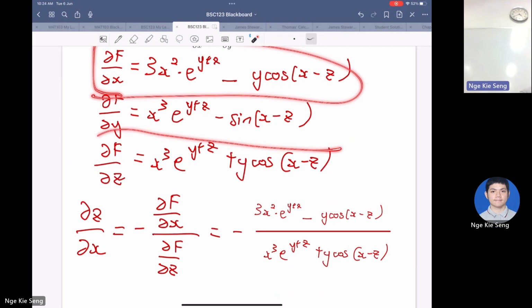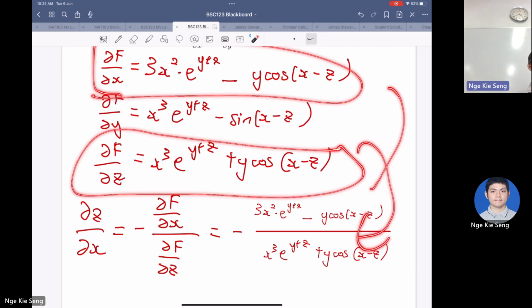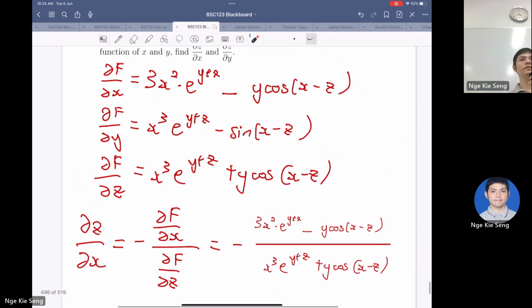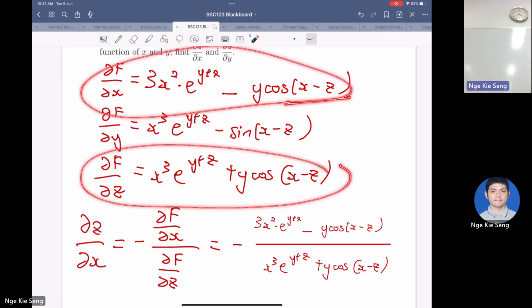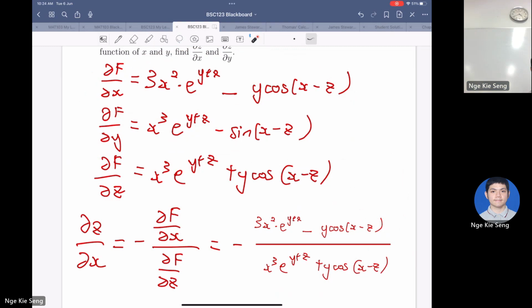Del f over del x, correct or not? And then del f over del z, correct or not? And then I put these two together. Good. Any question before we go to the next part?